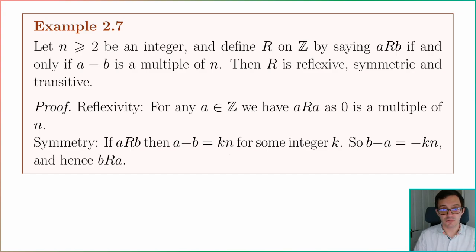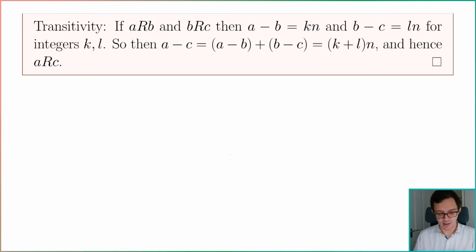Last one is transitivity. And so we have 3 things here, a, b, and c. The thing we're interested in is if a is related to b, the difference is a multiple of n. If also b is related to c, then that difference is a multiple of n. We are interested in whether the difference between a and c is a multiple of n. And of course it is, you should add those things together. So the maths works like this.